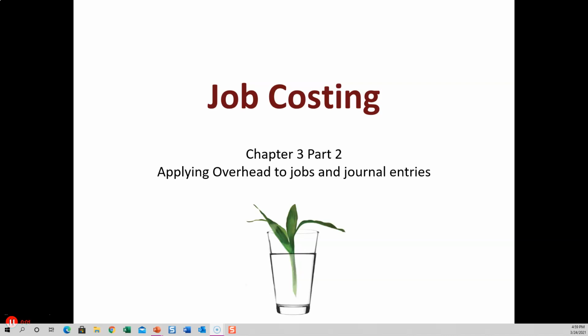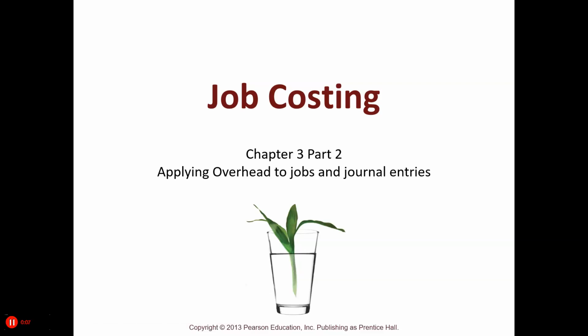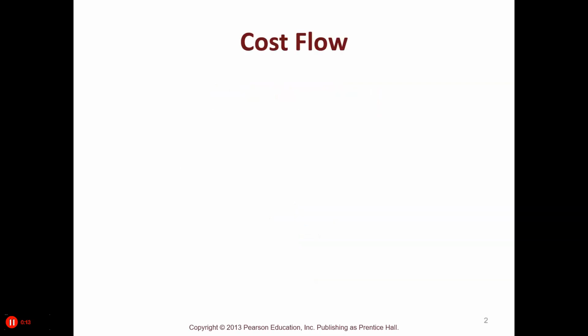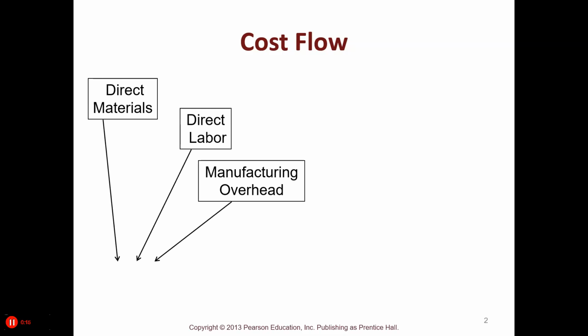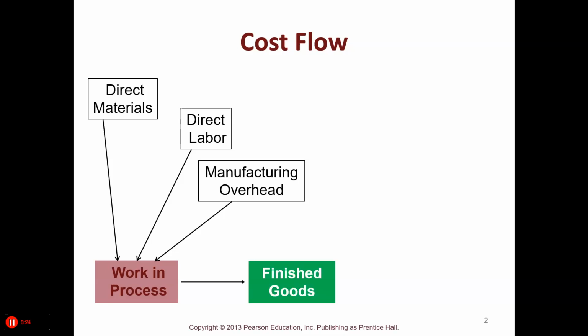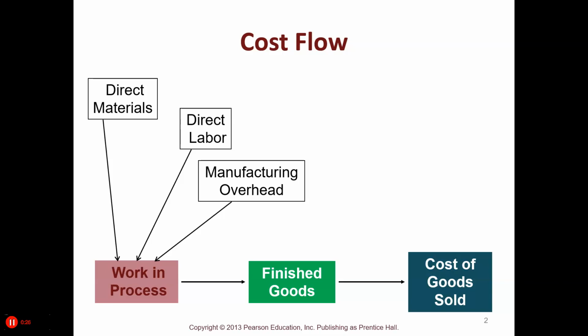Chapter 3, Part 2, Applying Overhead to Jobs, and now we're going to look at the journal entries. This is something you have in your homework, plus you have on your SLO, so you should pay attention to this. Now, cost flow. We add direct materials, direct labor, and overhead to work in process, and when we complete them, we transfer them to finished goods, and when we sell them, they go to cost of goods sold.